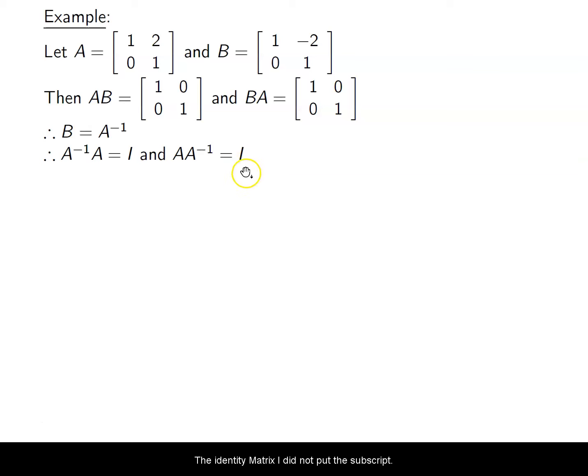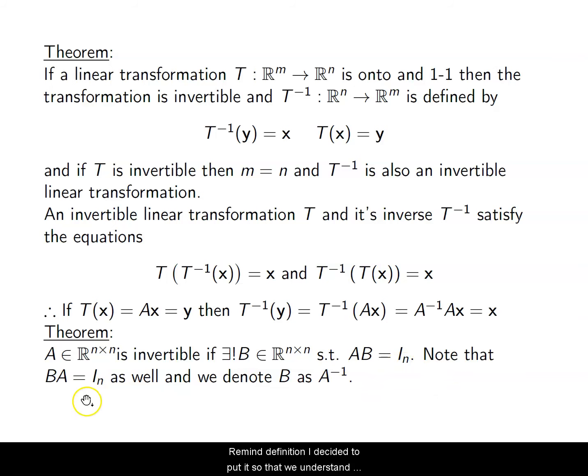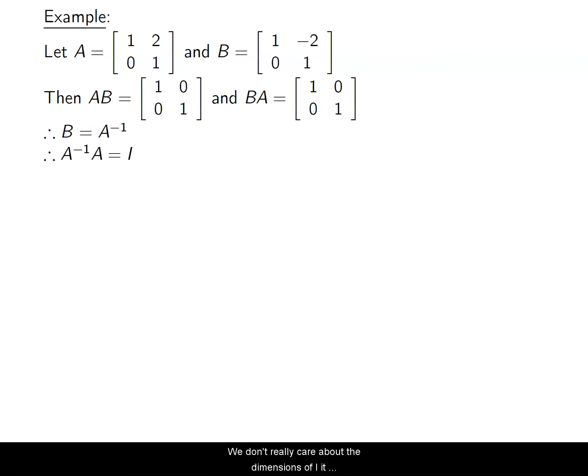Notice I did not put the subscript of I2 here. As I said before, for the identity and the zero matrices, we don't generally write the subscript. However, in my definition, I decided to put it so that we understand that this is the identity, and it's square with the dimension of n, since we have two n by n matrices that we're multiplying together. So that was to drive home the point for the size of the output that you should be getting. However, we don't really care about the dimensions of I. It should make sense when you do your math. I'm multiplying two 2 by 2 matrices, so I'm going to get out a 2 by 2 matrix.